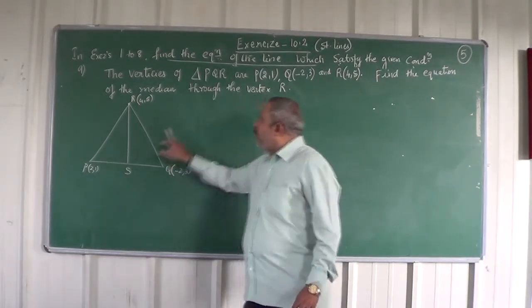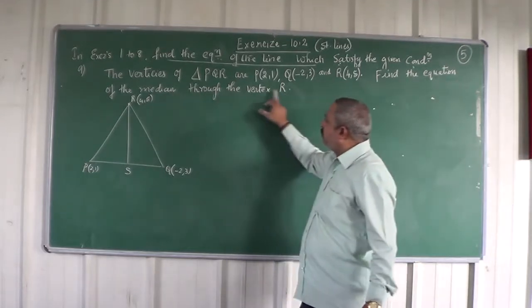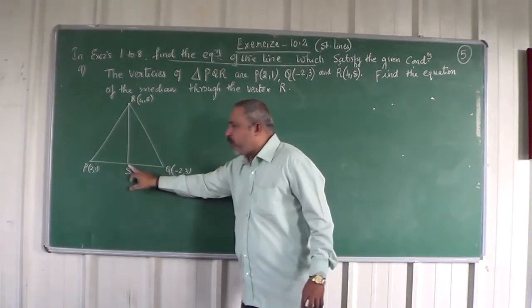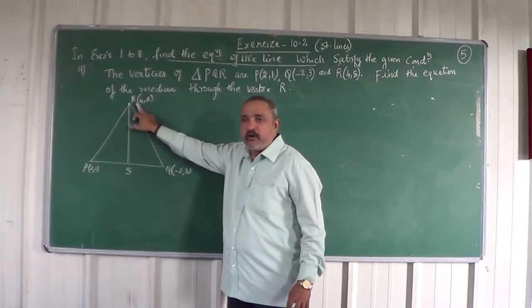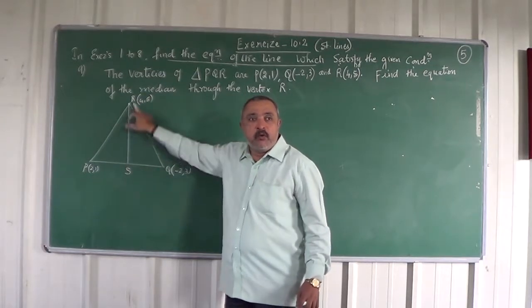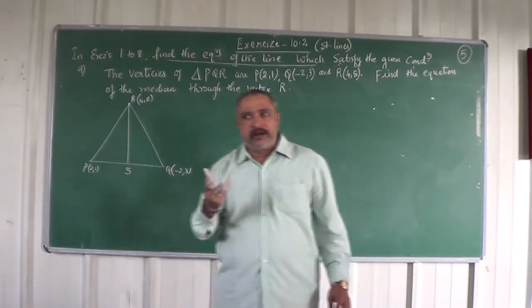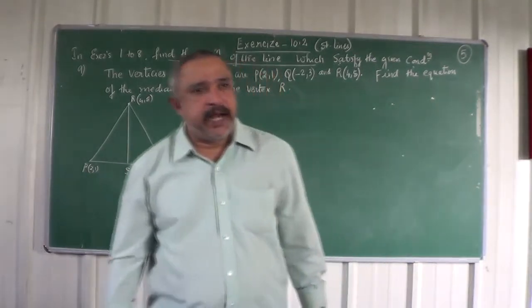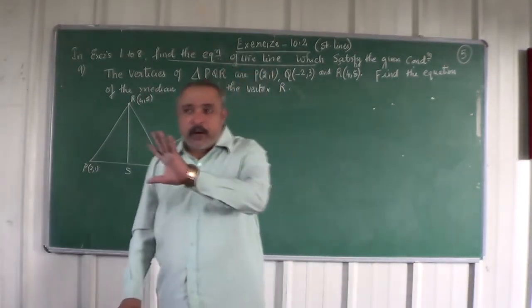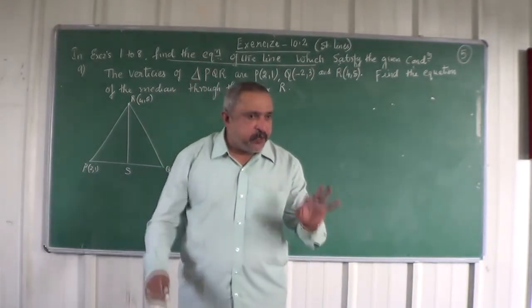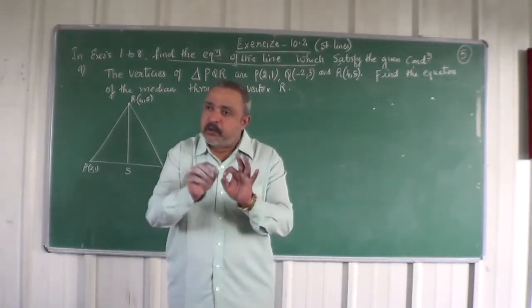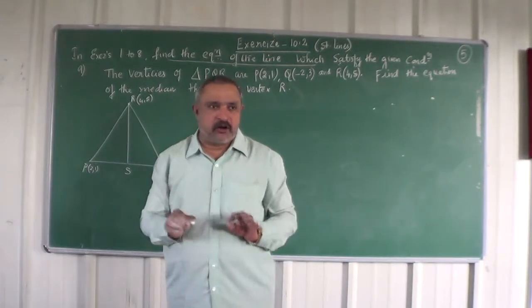Now you want to find the equation of the median through the vertex R. Once you know the coordinates of S, you already know the coordinates of R. That means you now know 2 points on the line. So using the 2-point form, you can find the equation of the median. So in any problem on finding the equation of the median, you have to first find the midpoint of the opposite side through which the median is drawn.